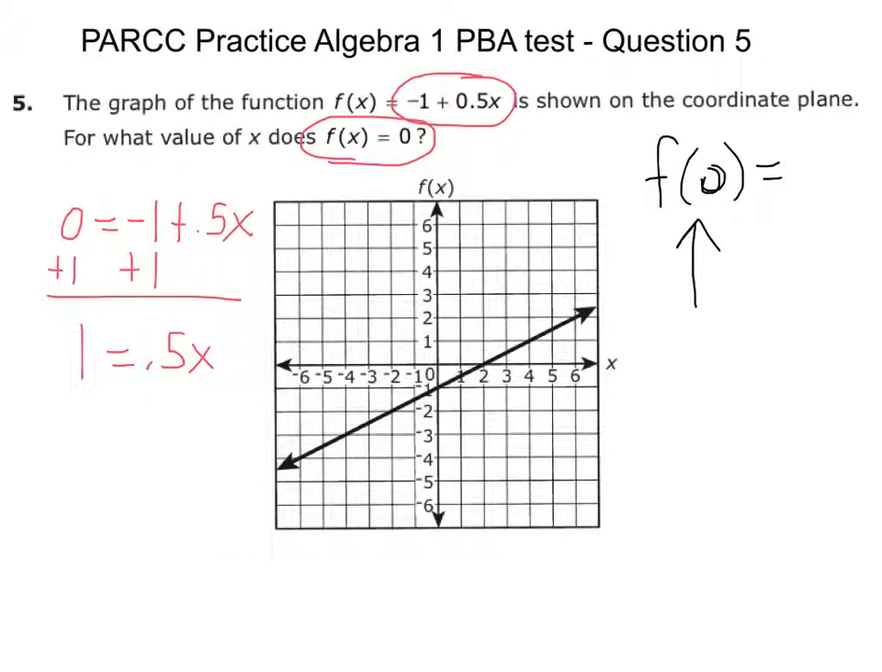And then what do I do? Divide by 0.5 on both sides. And so x equals 2. X equals 2 is the answer.